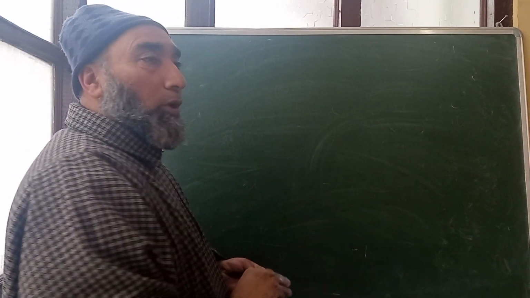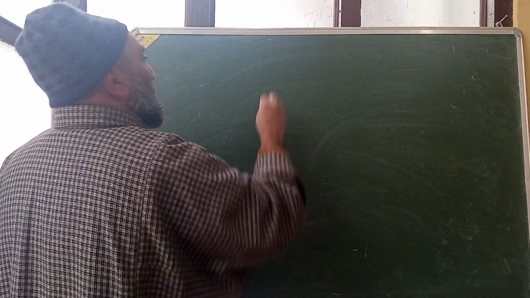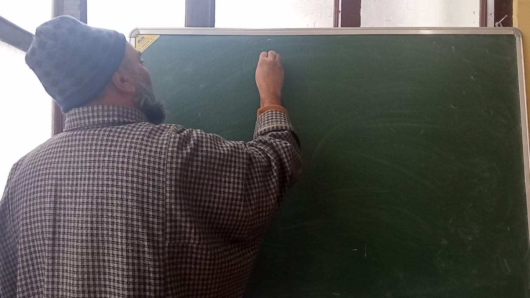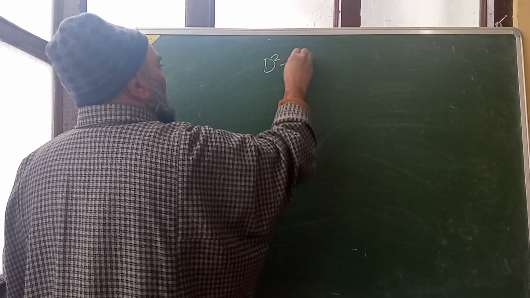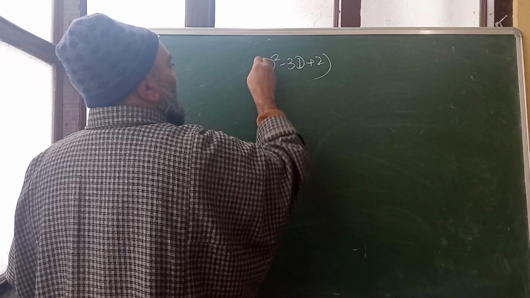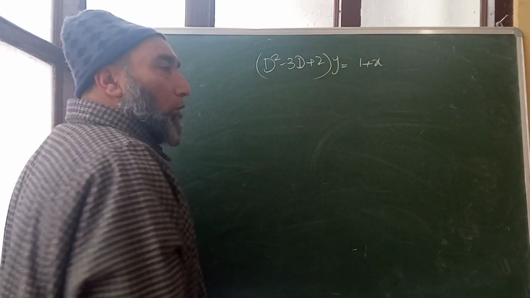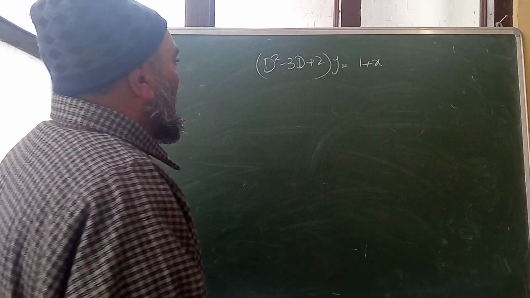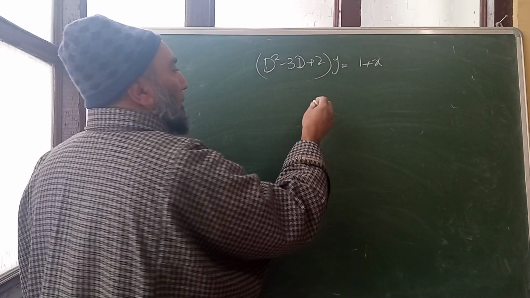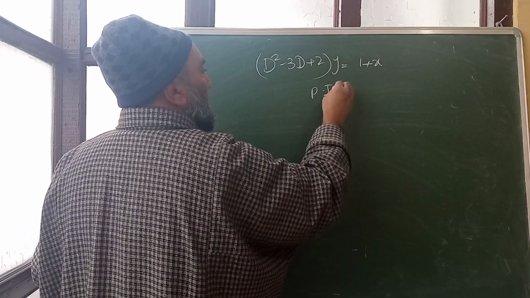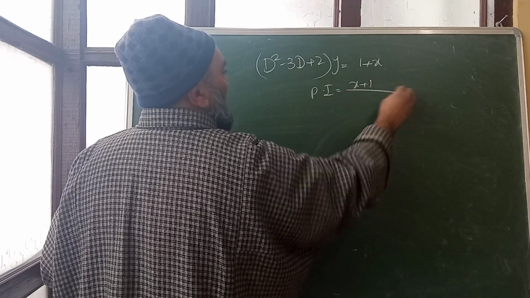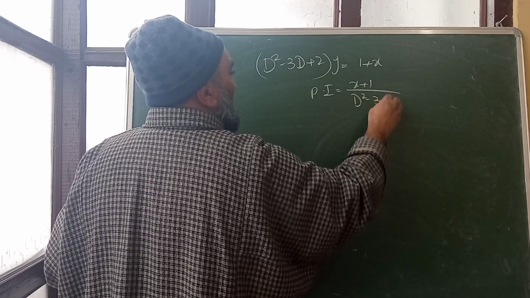Now let me come to the polynomials. D square minus 3d plus 2 operating on y equal to 1 plus x. This is a polynomial in x. What I will do, complementary function, leave that. Particular integral: 1 upon d square minus 3d plus 2 operating on x plus 1.